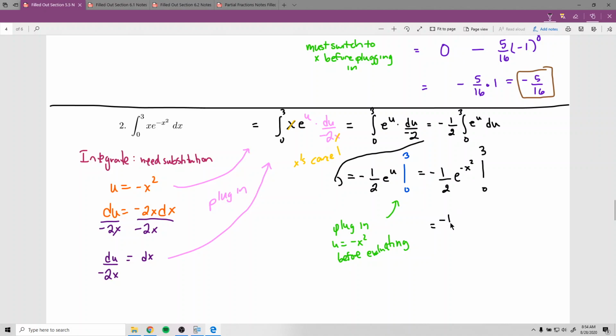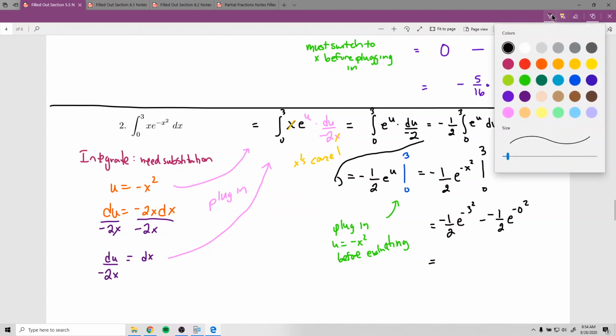Plug in our top number, 3, minus, plug in our bottom number, 0. Now keep in mind, because of the minus sign here, when we do minus the negative, we get double minus. But we don't need the parentheses like last time because it's just one term.